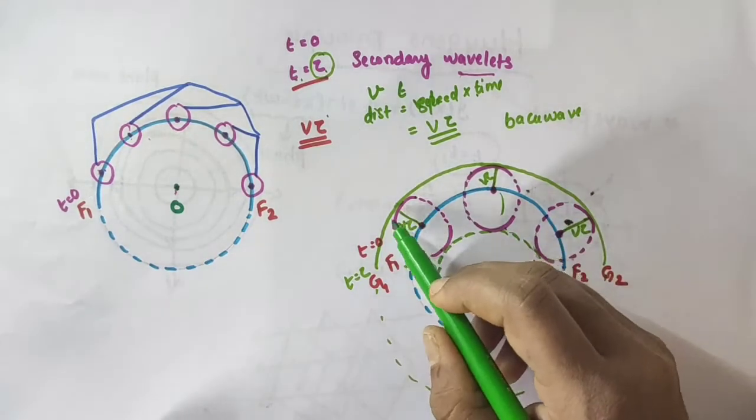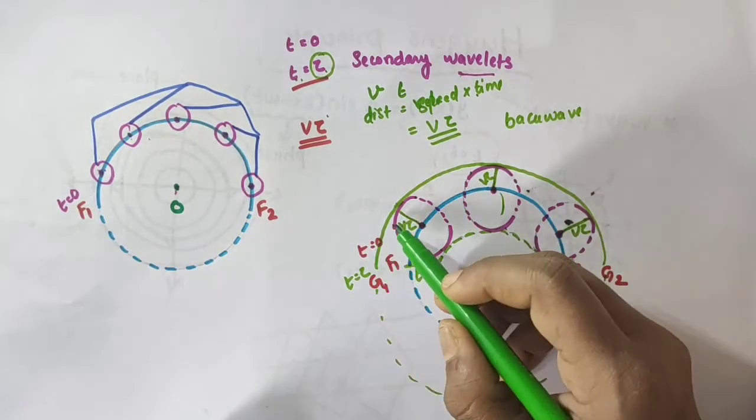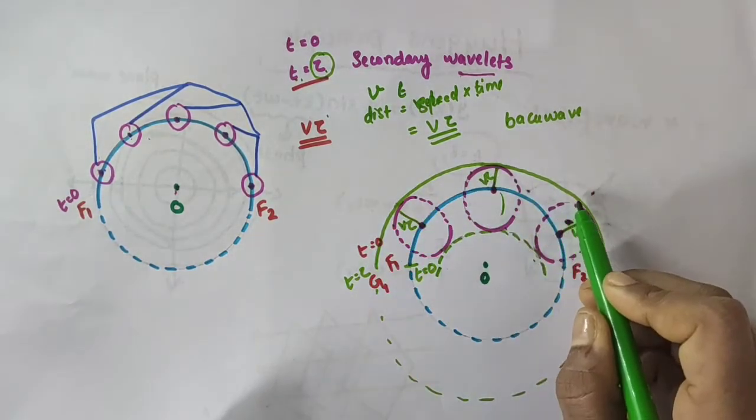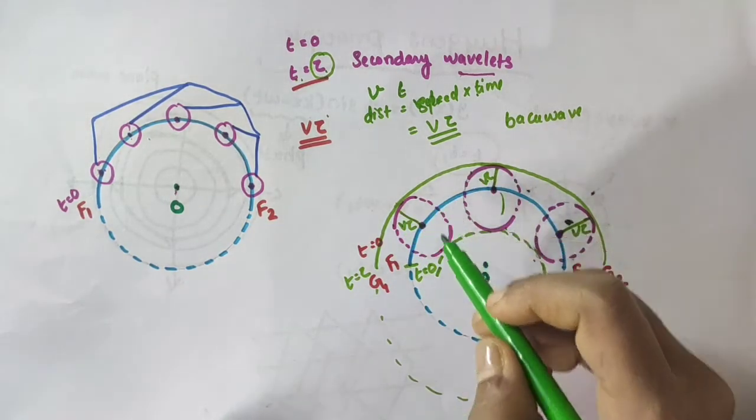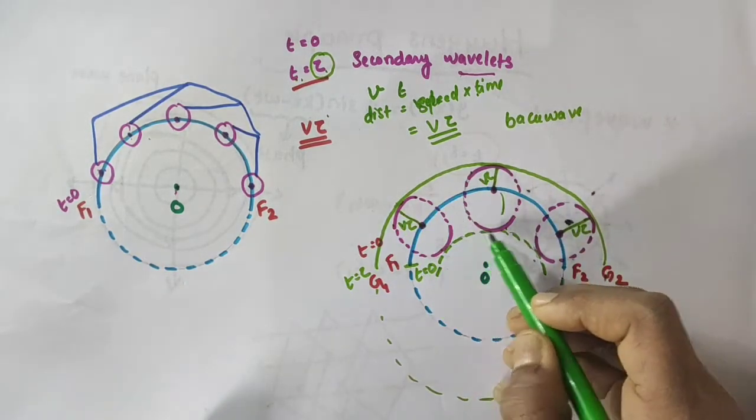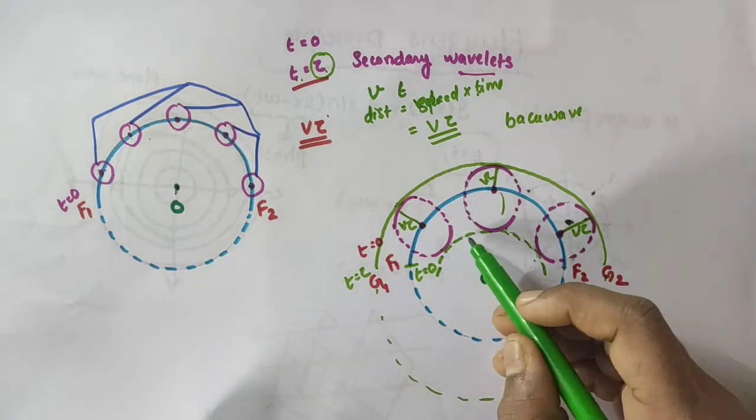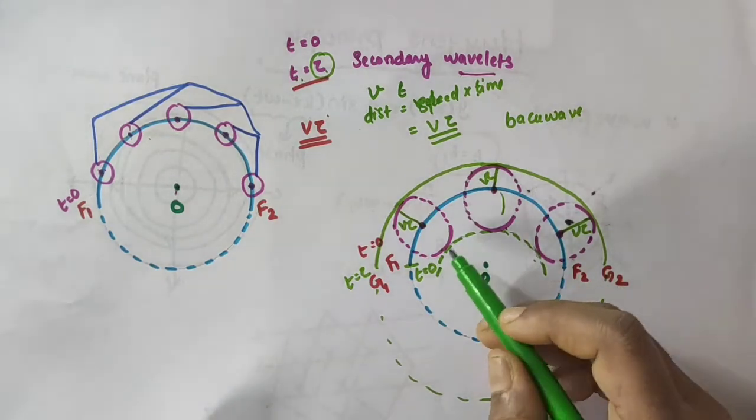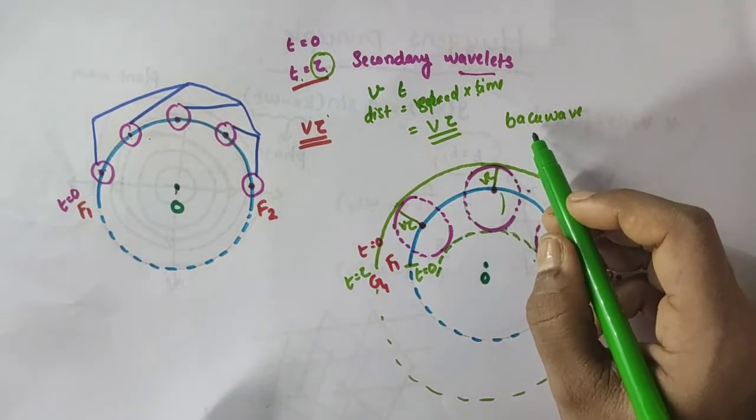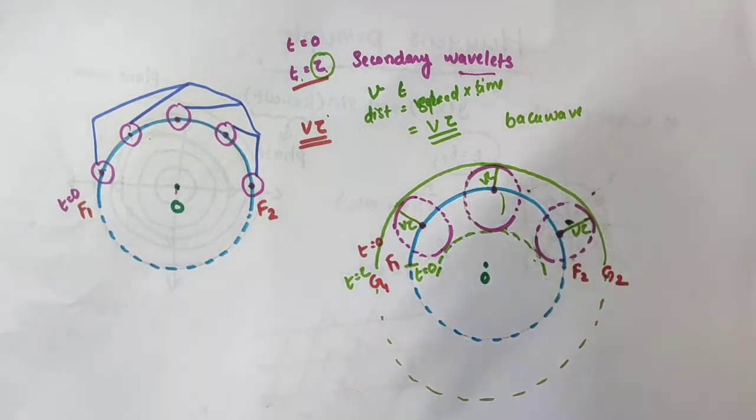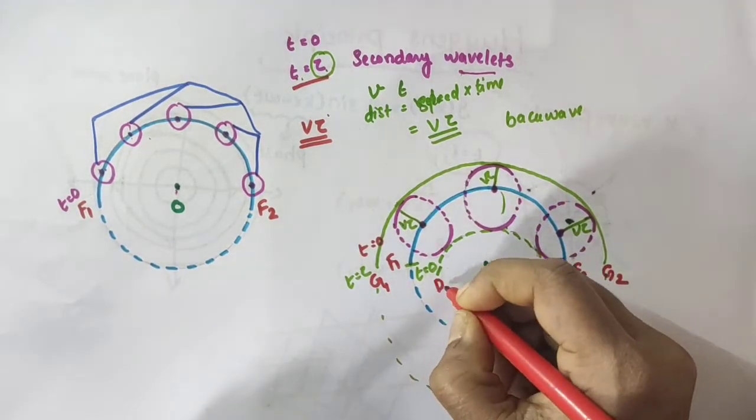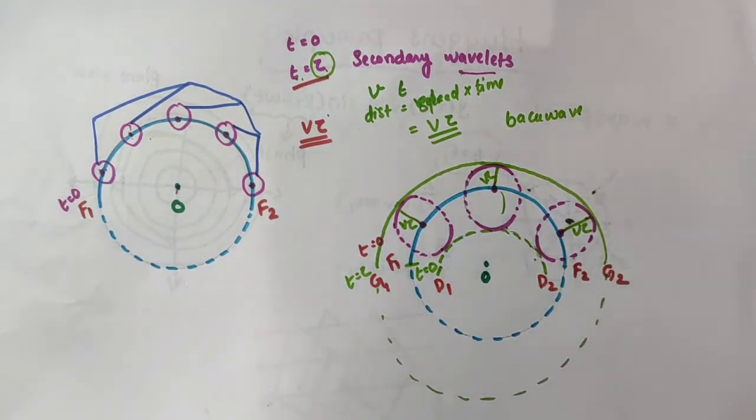So, to draw the wavefront at t equal to tau, we have just considered these portions in the forward direction. But there are actually portions of the wavelets here too. So when we draw a common tangent here, we get a wave like this, which is called a back wave. Let it be D1, D2. This is actually called a back wave.